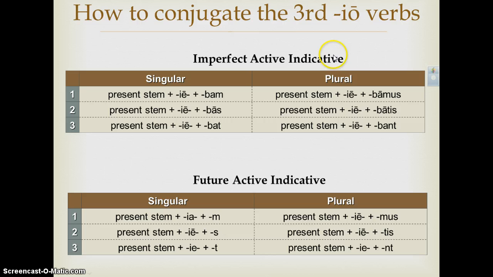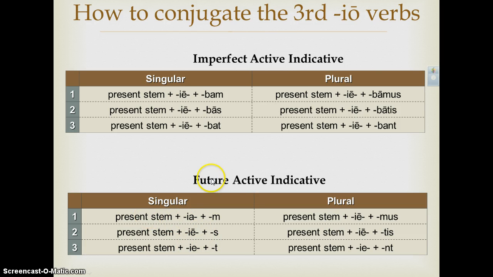Moving on to the imperfect active indicative, you get your present stem, you add IE, and then you add the imperfect endings: BAM, BAS, BAT, BAMUS, BATIS, BANT. Just like the third conjugation, future never uses BO, BIS, BIT. Instead, the future will use a vowel change, just like with third conjugation, to show that it's in the future.